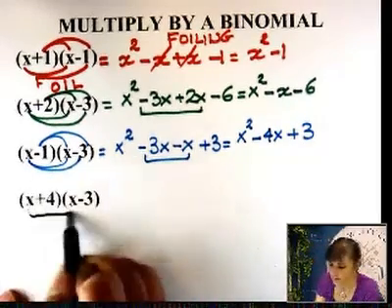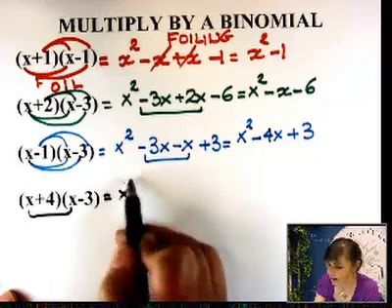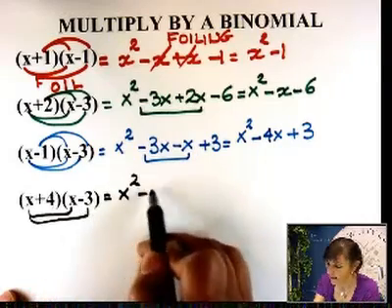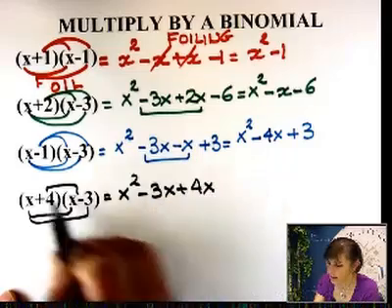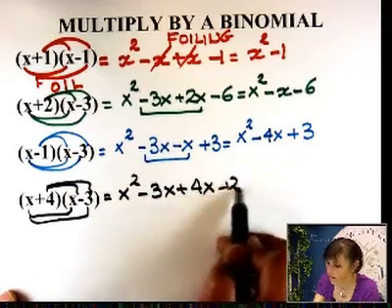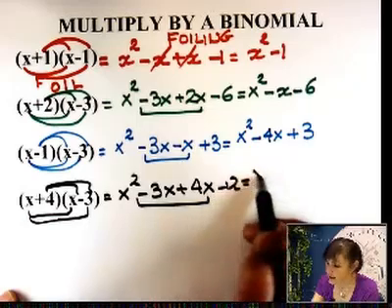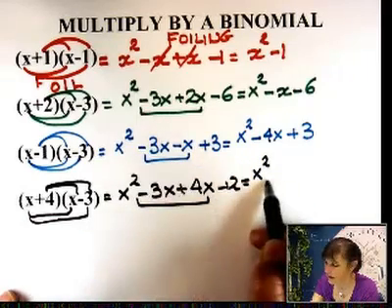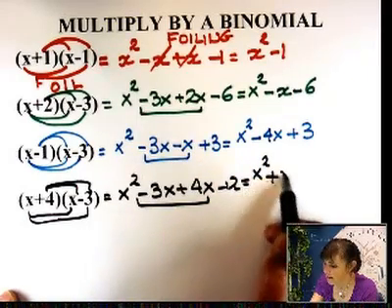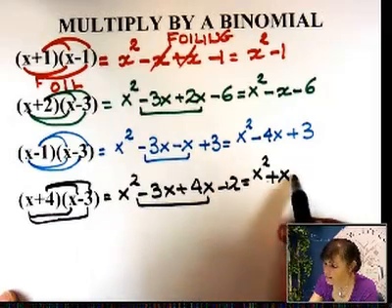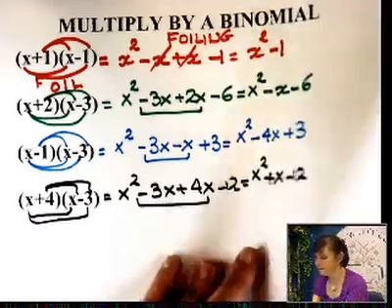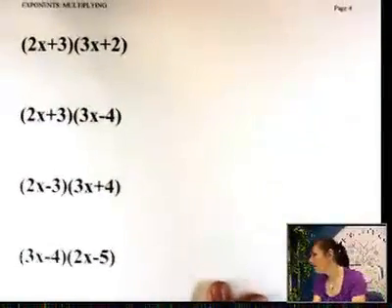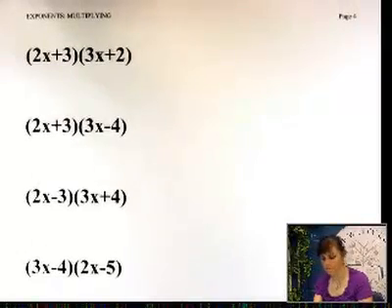FOIL. First one with first one, x squared. Outside, negative 3x. Inside, plus 4x. Last, negative 12. Group the middle terms, x squared. Negative 3 plus 4, that's positive 1. I don't have to write the 1. And the last one is negative 12. This is binomial by a binomial. We're making it harder. We are going to FOIL each time.